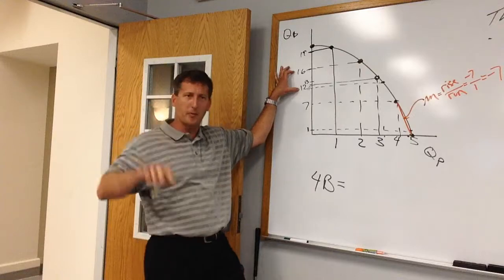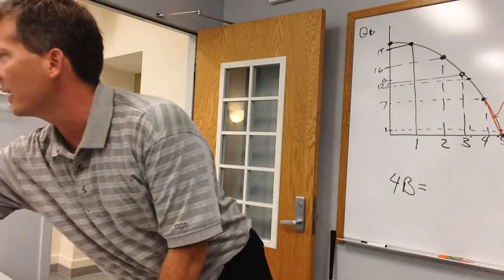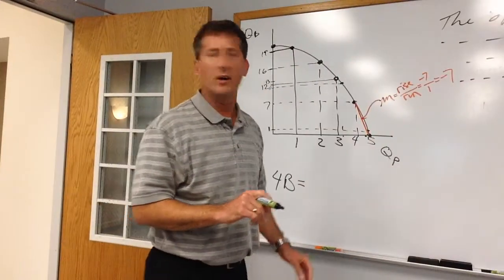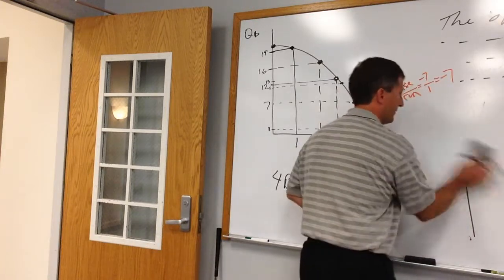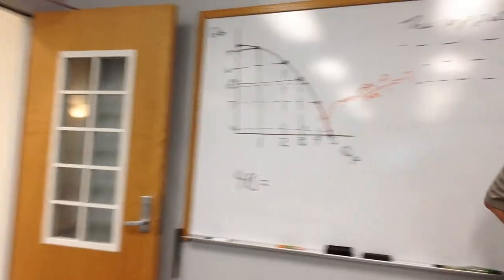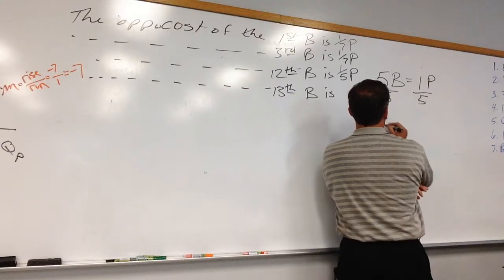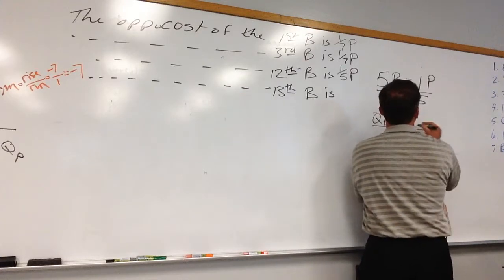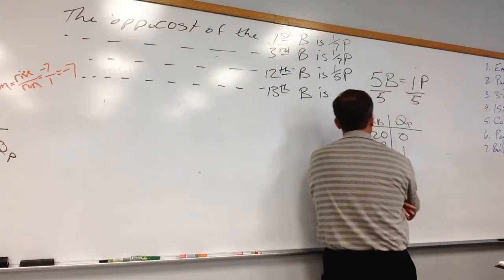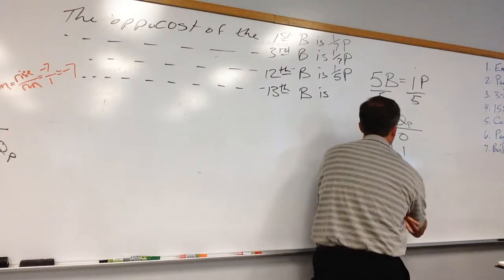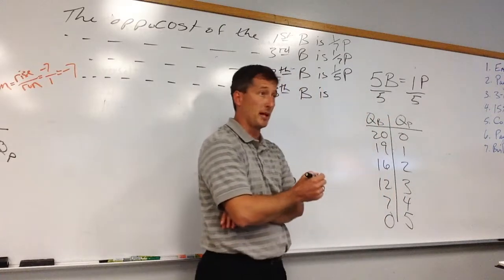If you look back in your notes, remember when we did the schedule? In fact, it looks like somebody did it. I can't remember if I did or not. But let me just take the time here to rewrite what you should already have in your notes. Quantity of beer: we got 20, 0, 19, 1, 16, 2, 12, 3, 7, 4, 0, 5. Okay, so there's your schedule in numbers.